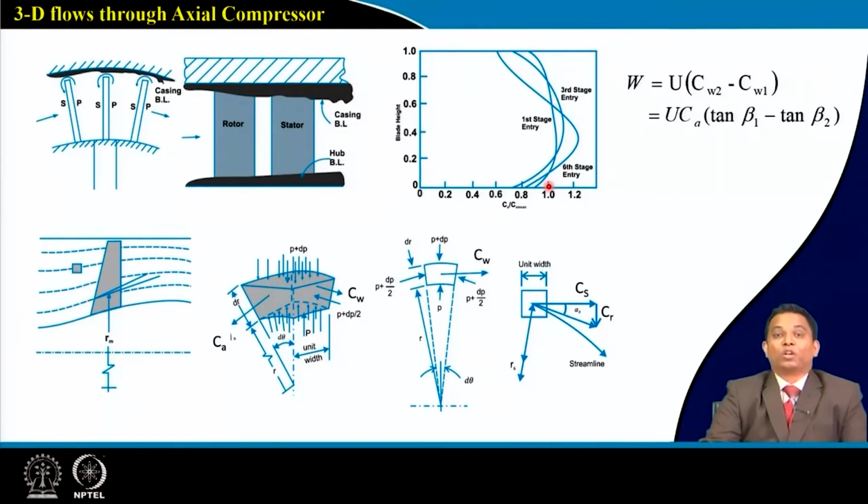In order to address this issue, we have introduced one parameter that is called work done factor in the last lecture. We have discussed how we are calculating our actual work done. We must realize our actual work done will be lower than what we are expecting.